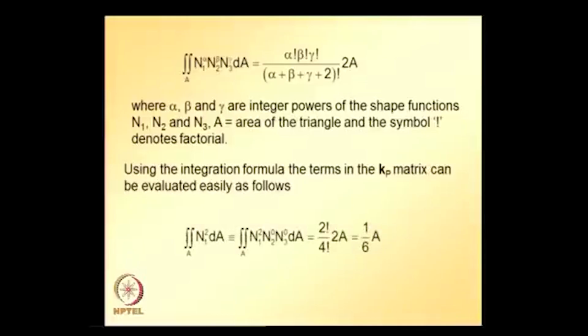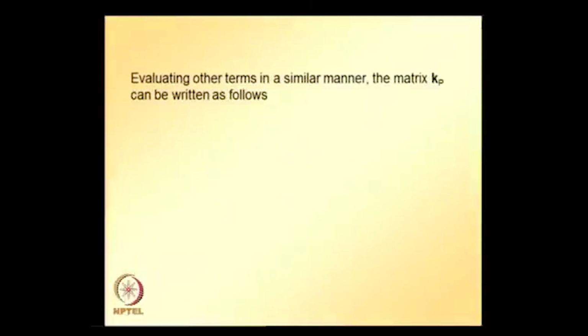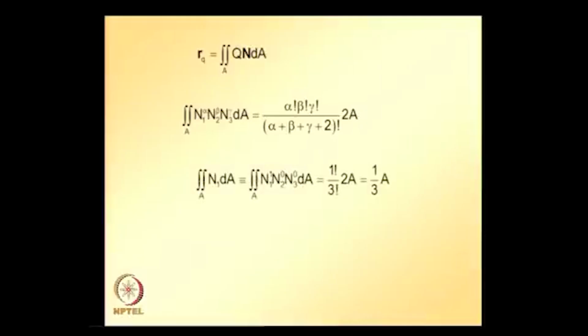One of the terms is shown here, and one more term, and similarly other terms can be evaluated. Evaluating other terms in a similar manner, the matrix Kp can be written as follows, and Rq, substituting the finite element shape functions, we can simplify this, and here also we can use this formula if required. The values of some of the terms are shown here, therefore Rq is given by this.